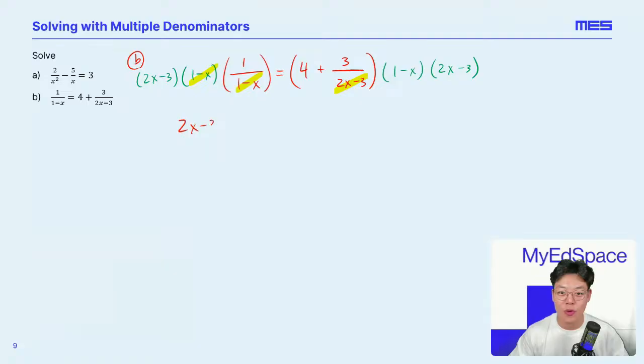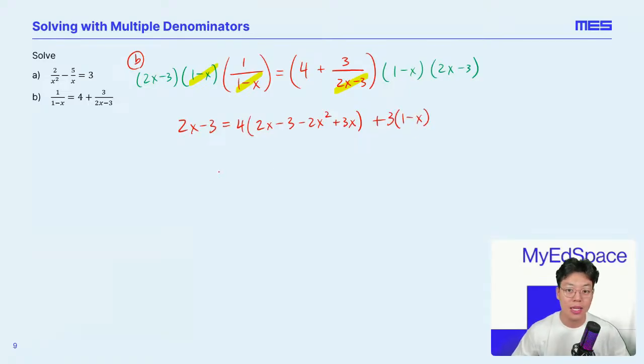So now we have 2x minus 3 on the left side. On the right side, we're going to have 4 times both of these expressions. So we have 4 times, and I'm going to distribute these as we go, 2x minus 3 minus 2x squared plus 3x plus 3 times 1 minus x. And I'll write that out here, 3 times 1 minus x. And let's do all these out. So now we have 2x minus 3 is equal to 2x plus 3x is 5x times 4 is 20x. We have 4 times negative 3 is negative 12.